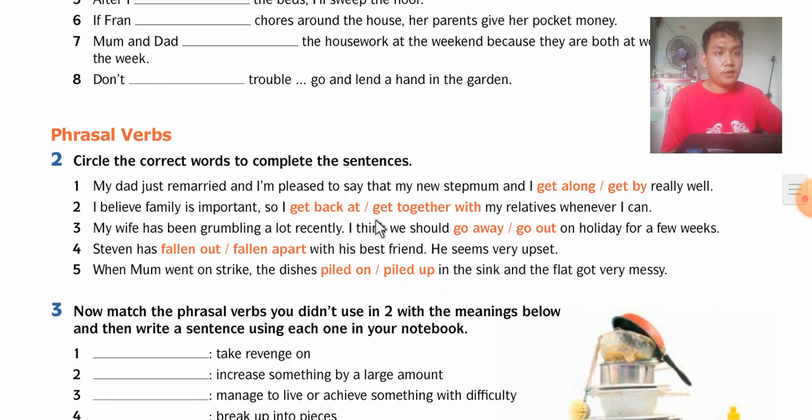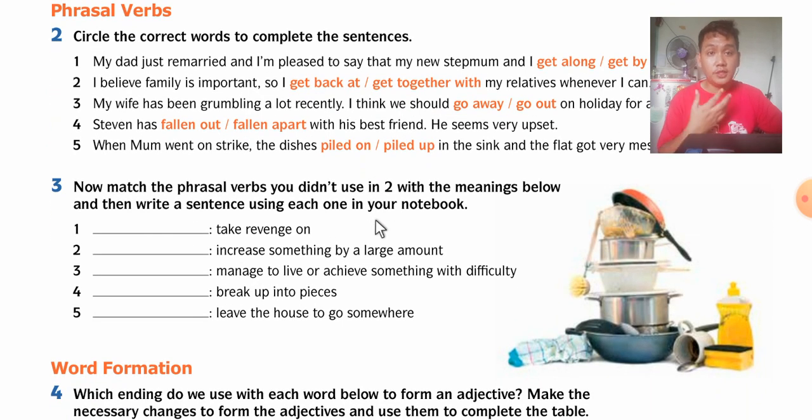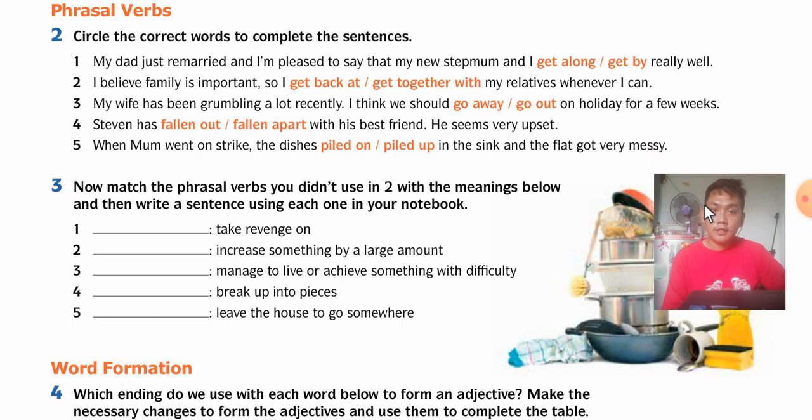Moving on to the second one, phrasal verbs. The instruction asks you to circle the correct words to complete the sentences. Circle the correct word to complete the sentences. So in all sentences given, you are given 2 choices of answers. Again, I'm going to give you the first one as an example. So let's look at number 1.